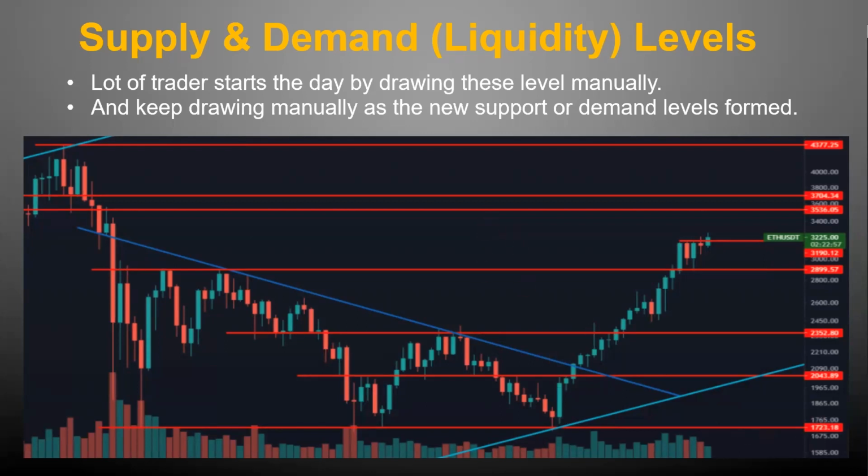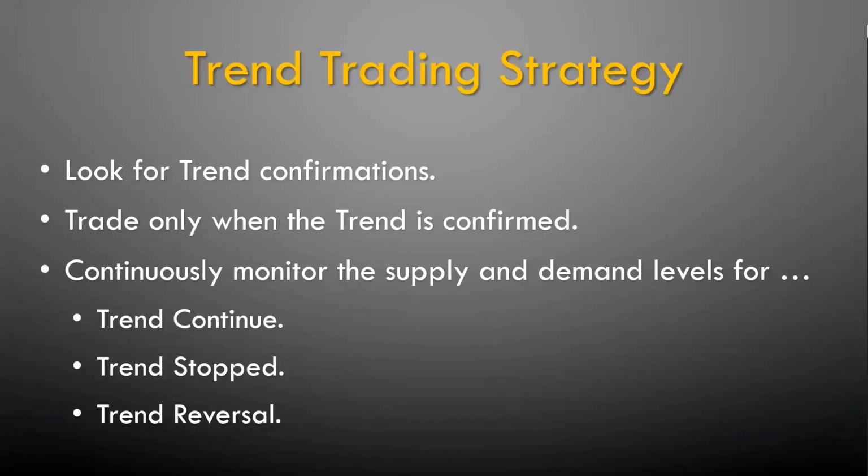But again, we're here to talk about the trend, to follow the trend. So you want to check with these trends. Trend confirmation. Obviously that's what we need to do. We only want to trade when the trend is confirmed, right? You want to continuously monitor the supply and demand levels for trend continue, trend stop, trend reversal. That's the key. If you can find the trend, and the trend's your friend, then you can know if it's continued, stopped, or reversed.